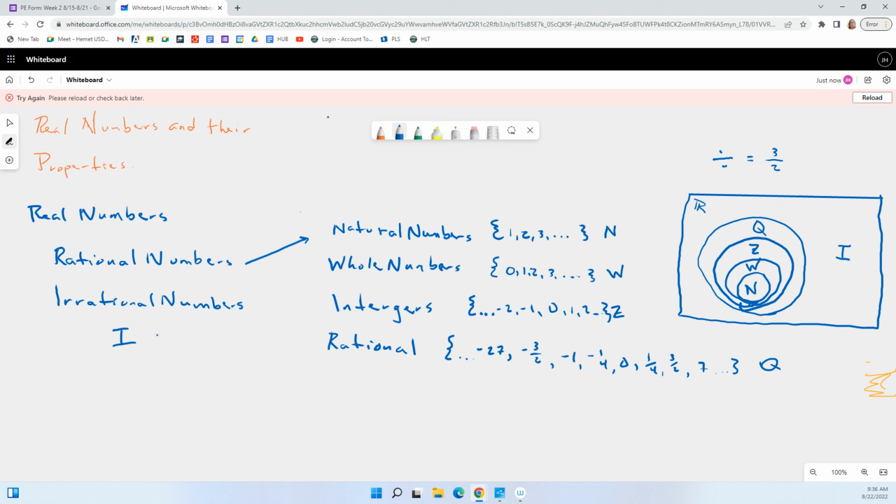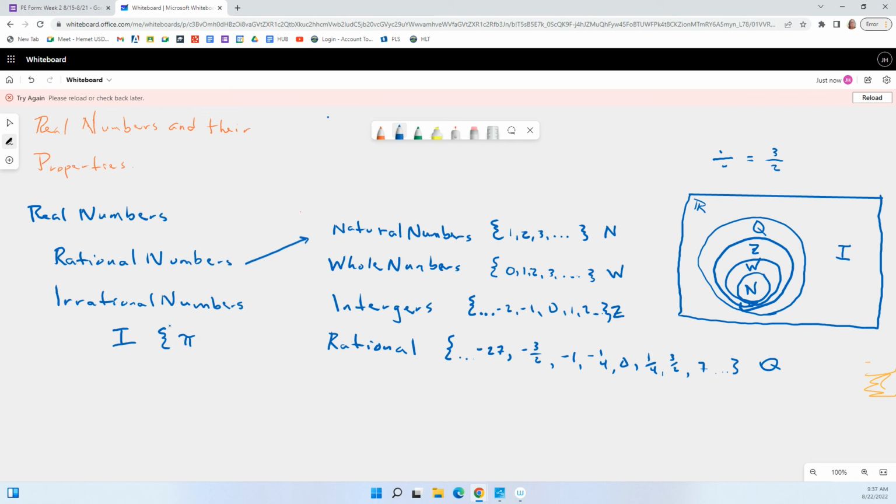And they consist of things like pi, right? Never ending, right? Pi is like 3.14152. I don't know. I can hear Miss Walters over there yelling numbers at me.